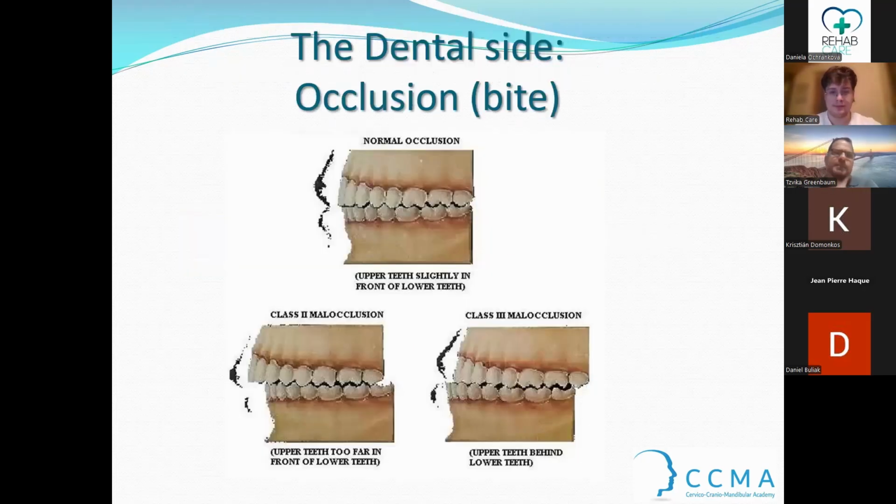So from the dental side, the posture of the teeth can be called occlusion. So the position of our teeth, the maxillar and the mandibular in relationship to each other, can be described in what we call occlusion.